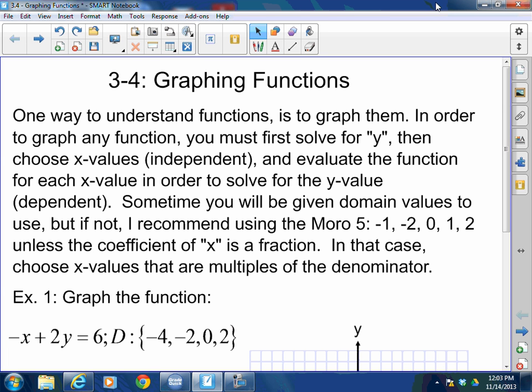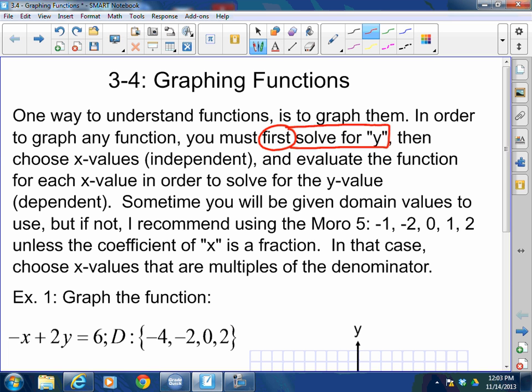Today we're going to graph functions. And one way to understand functions is to graph them. In order to graph any function, though, just like always, guys, there's procedures. You must first solve for y. You want to get y all alone.